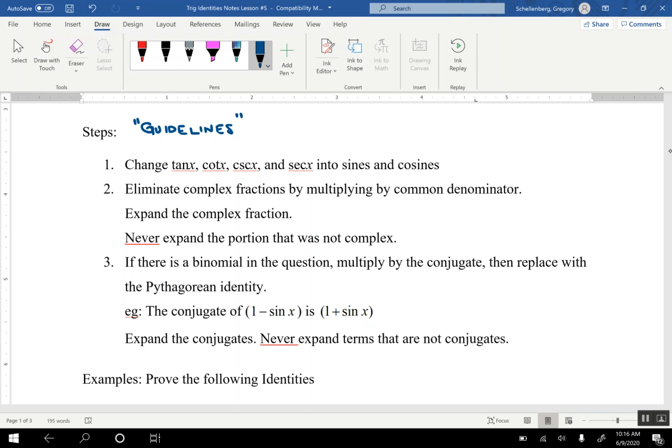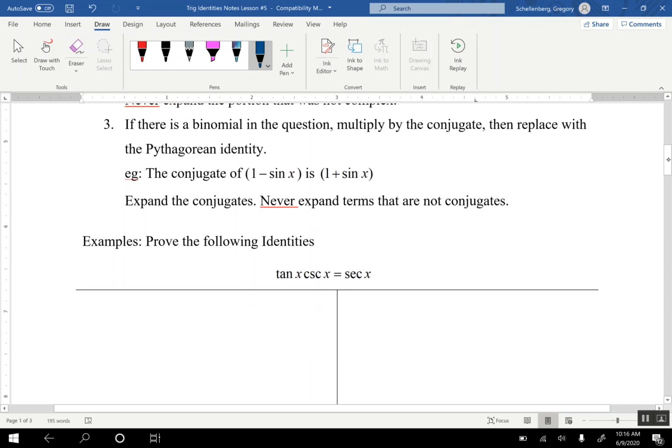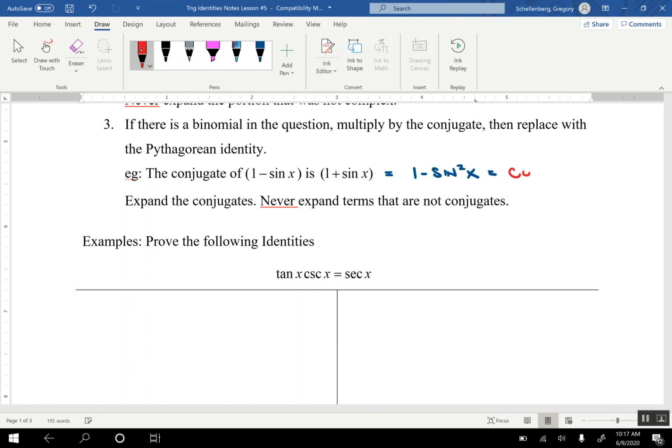If there's a binomial in the question, you can multiply by the conjugate and then replace with the Pythagorean identity. So for example, the conjugate of 1 minus sine x is 1 plus sine x, and if you were to multiply those things together, you're going to end up with 1 minus sine squared x. And replacing with the Pythagorean identity, this is equal to cos squared x. Okay, so that's multiplying by the conjugate. Expand the conjugates, never expand terms that are not conjugates.